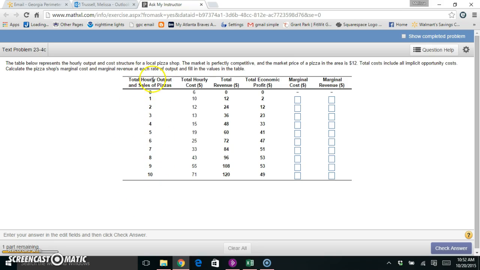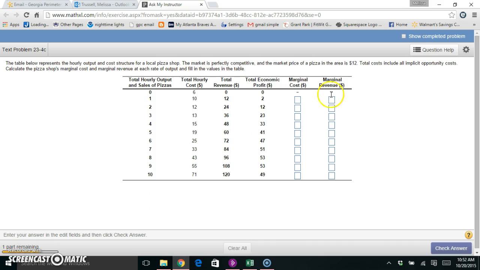So this is the number of pizzas that we sell, and then the total hourly cost of selling that many pizzas, the revenue from selling that many pizzas, the economic profit from selling that many pizzas, and then our task is to find the marginal cost and marginal revenue at each point. So for each number of pizzas that we sell, what our marginal cost and marginal revenue are.